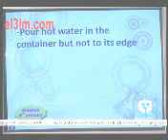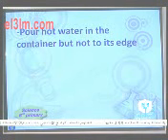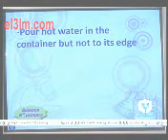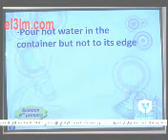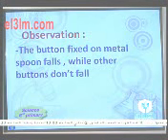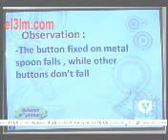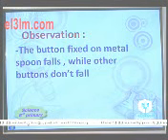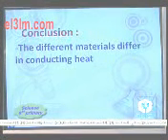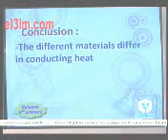Now, pour hot water in the container, but not to its edge, up to a certain limit before its edge. You can observe that the button fixed on the metal spoon folds while the other buttons don't fold. Only the button fixed on the metal spoon will fold, and the other buttons will not fold. Now we can conclude that different materials differ in conducting heat.